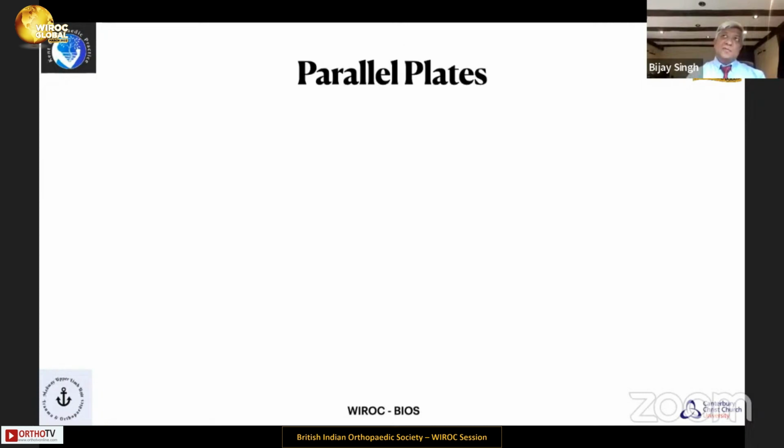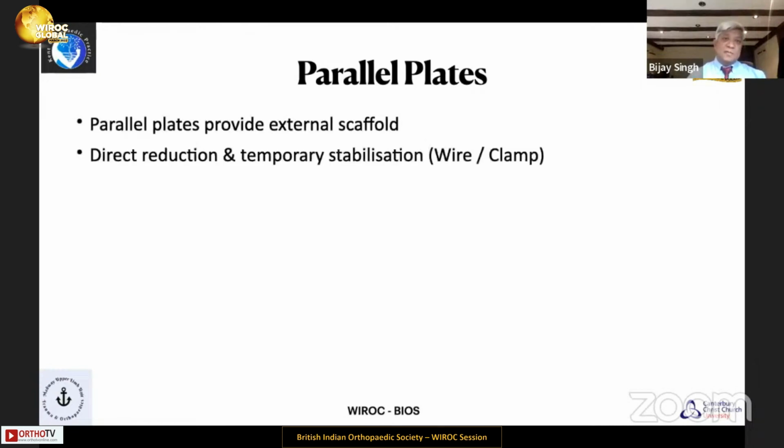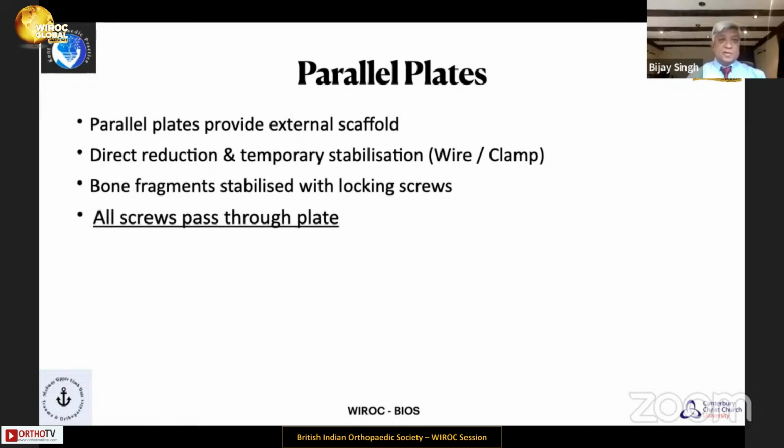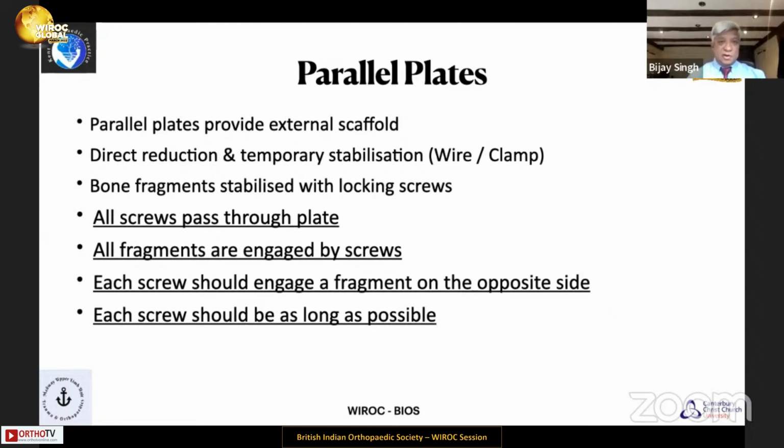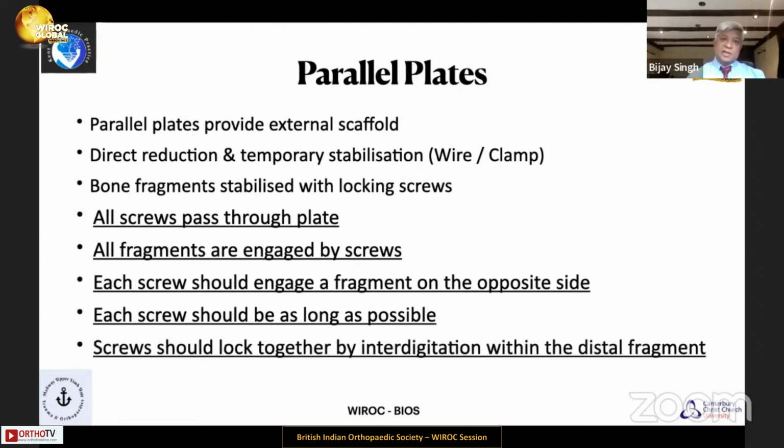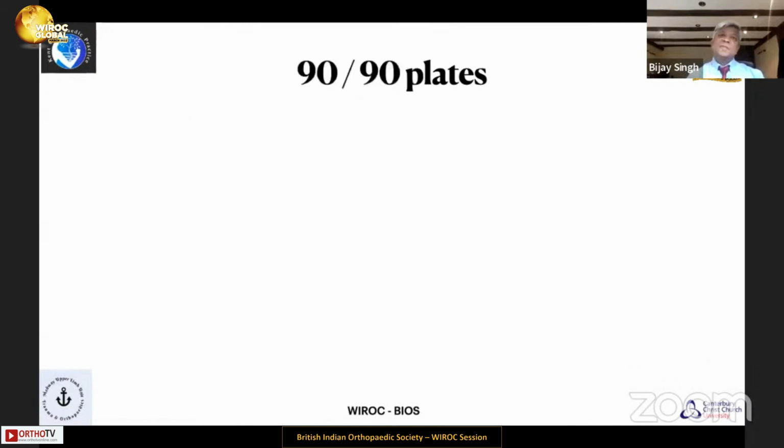The parallel plates were popularized by O'Driscoll from Mayo, and he suggested that the parallel plate provides us an external scaffold once you've done a direct reduction. And these are the principles: all screws pass through the plate, all fragments are engaged by the screws, and each screw should engage the fragment on the opposite side. They should be as long as possible so that there is an interdigitation within the distal fragment, and this provides a stable fixation.